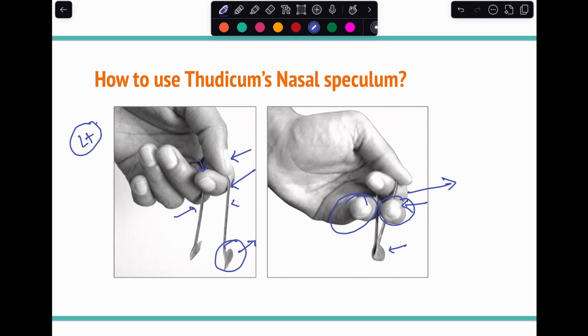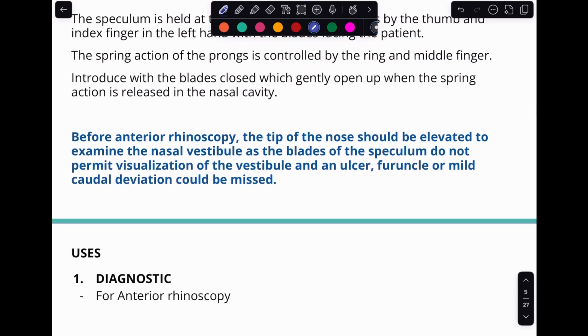So this is how we will hold the thoticum nasal speculum. Always remember that you're supposed to hold it in your left hand, and the blades should be facing towards the patient. And you will be controlling the spring action with the help of your middle finger and the ring finger. So that's all about thoticum nasal speculum.